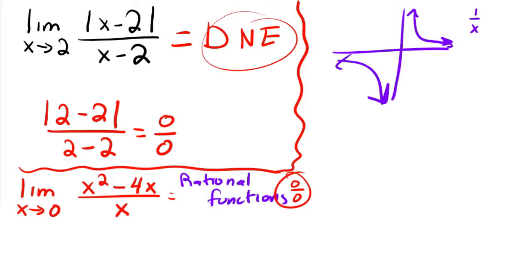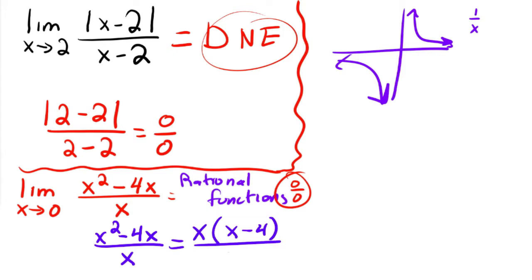Notice that there's a different way of writing this function right here. Notice that x squared minus 4x over x, you can also write as x times x minus 4 over x.